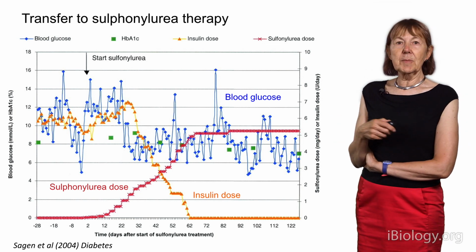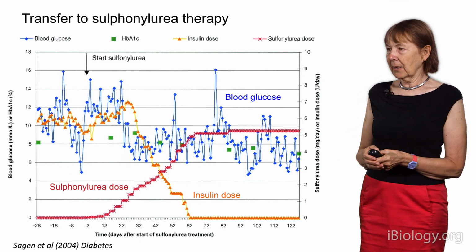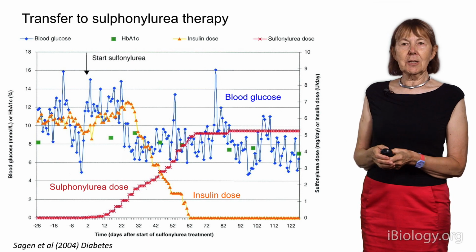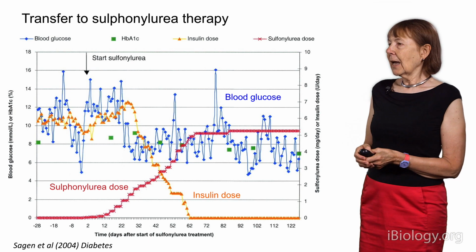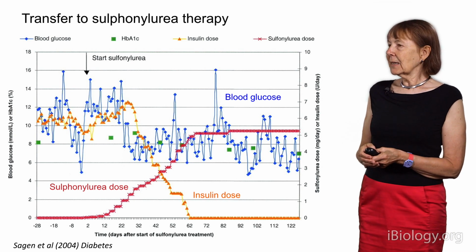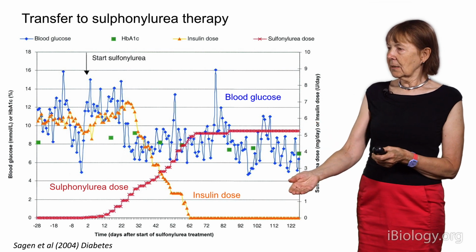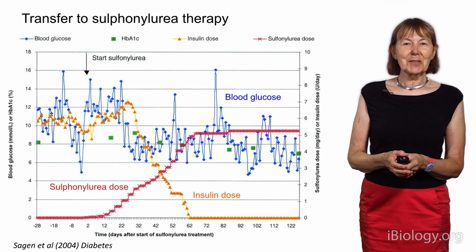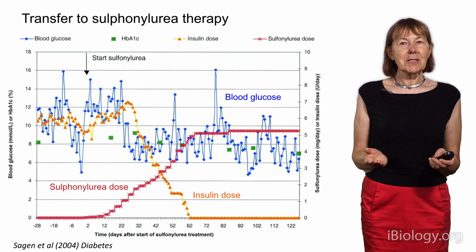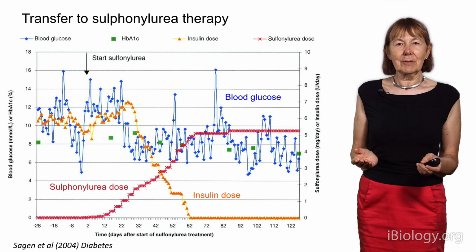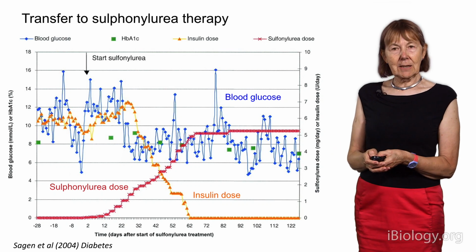This is actually taken from a different paper, but it shows what happens during transfer to sulfonylurea therapy. You'll see the insulin dose that the patient is getting in orange and the sulfonylurea dose in red and the blood sugar level in blue. And as the sulfonylurea dose is increased, the insulin dose can be reduced until finally the patient is taking no insulin at all and is completely controlled by sulfonylureas. And the blood sugar level, as you'd notice, has actually slightly reduced.